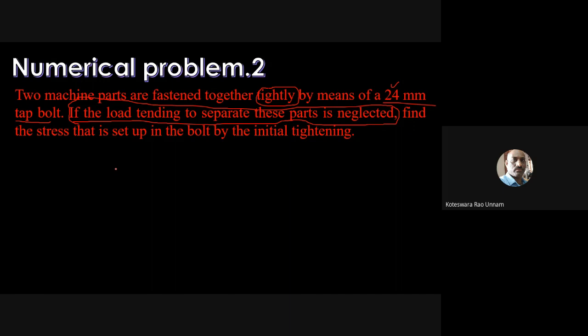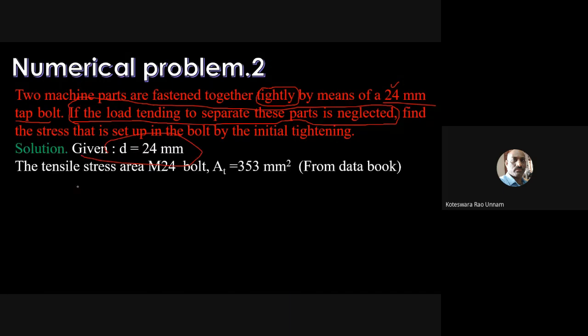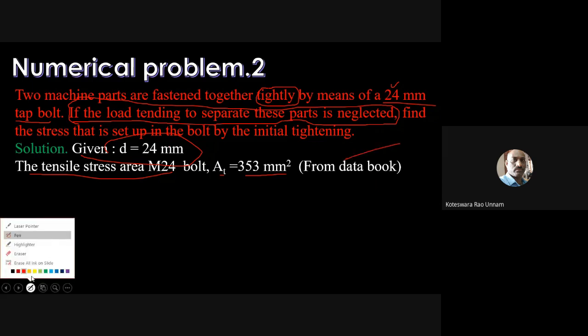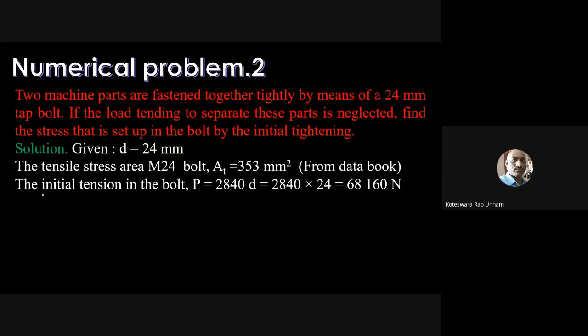Now I'll show you the calculation part here. Given D, the nominal diameter, is 24 mm. Then the tensile stress area for an M24 bolt, AT, is 353 mm square. You need to pick this value from your data book. Then the initial tension in the bolt P is given by 2840D. This is the formula for initial tension in the bolt. So 2840 into D, where D is 24 mm. You substitute the D here, and we get 68,160 newtons as the load on the bolt.